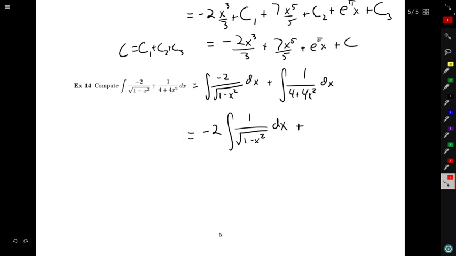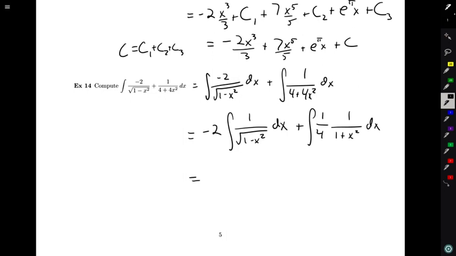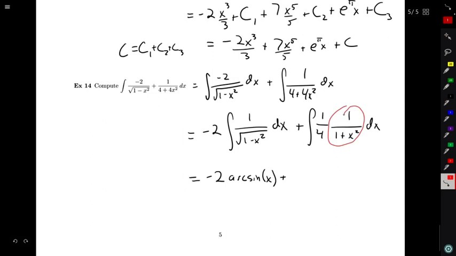For this second integral, I would like it a lot if instead of 4 plus 4x squared, that were 1 plus 1x squared. So maybe I'll factor a 1/4 out of that integral. So this is 1/4 times 1 over 1 plus x squared dx. Continuing on, well, I now know from my table that the integral of 1 over root 1 minus x squared is arcsine of x. The integral here, 1 over 1 plus x squared, has integral arctangent.